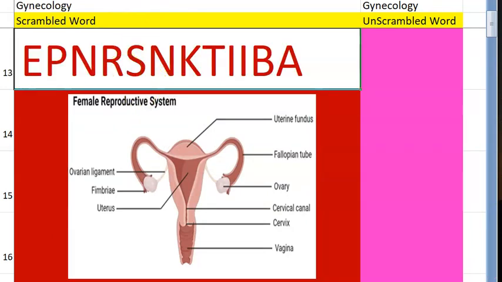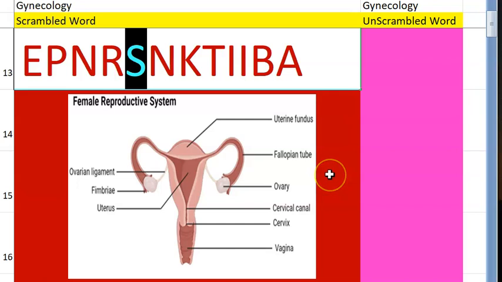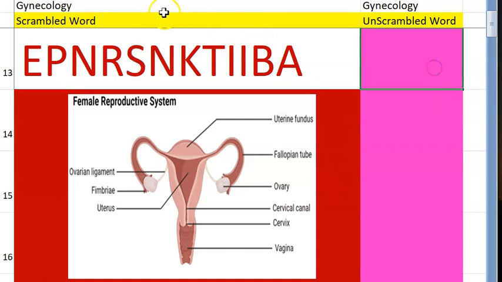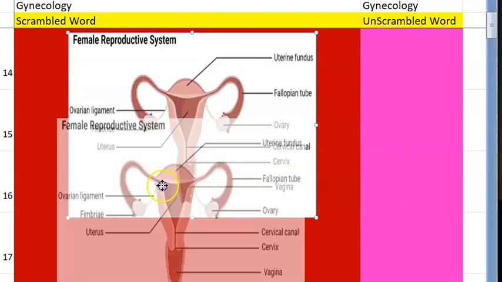Try it, guys. It will improve your gynecological vocabulary. It starts with an S. Cervical mucus. You can check what is it? How stretchy it is. Spinnbarkeit test. Very good.